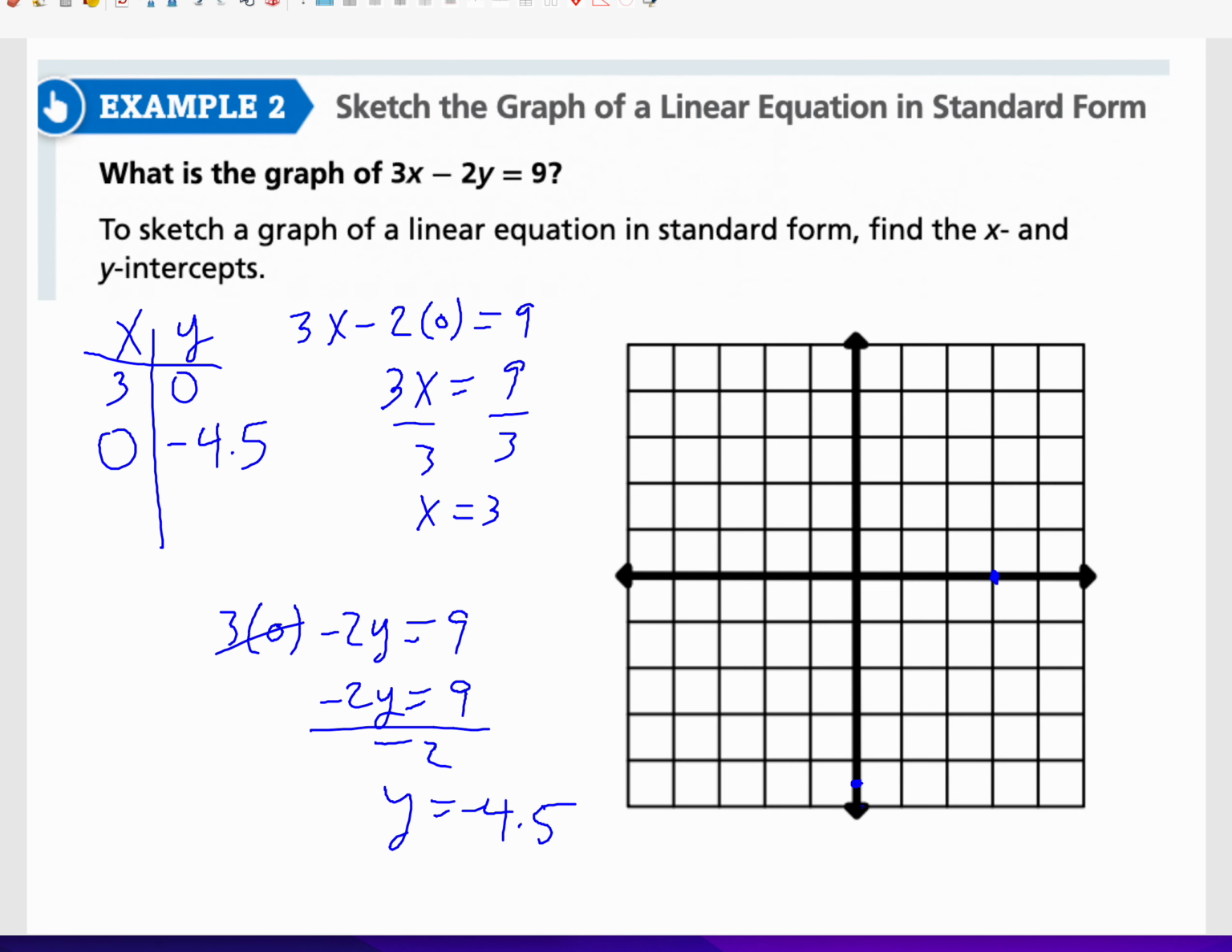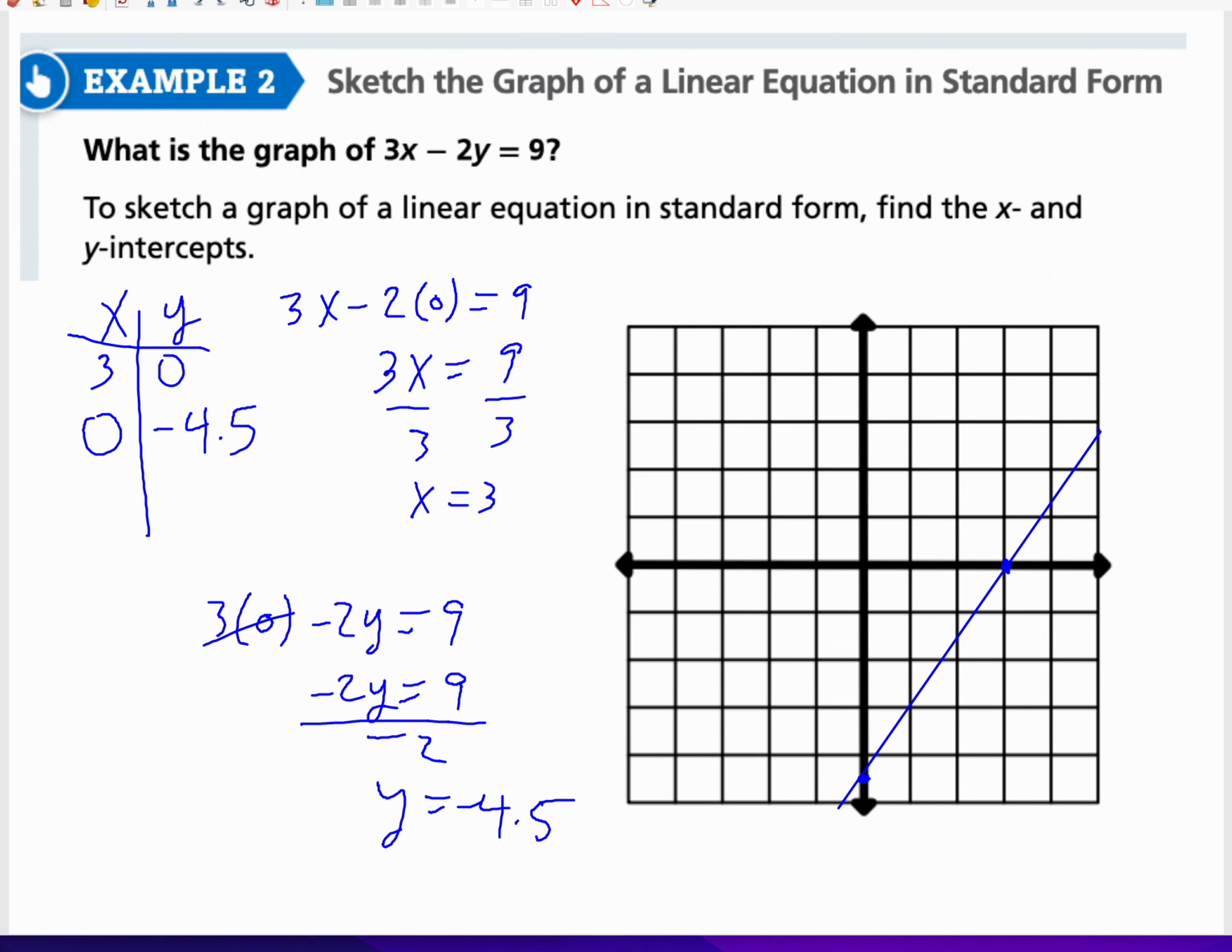Select the straight line tool. And something like that. Whoops, I missed it. Wow, holy cow, that was awful. That's a little better.